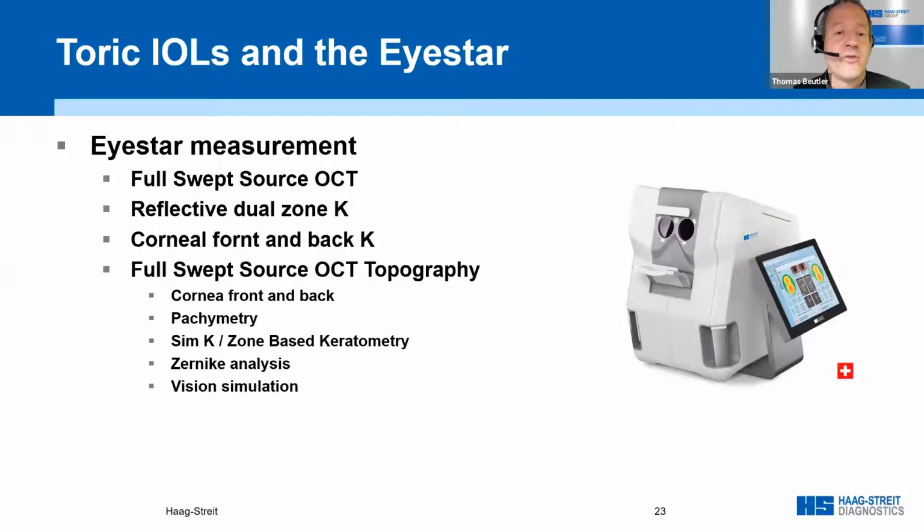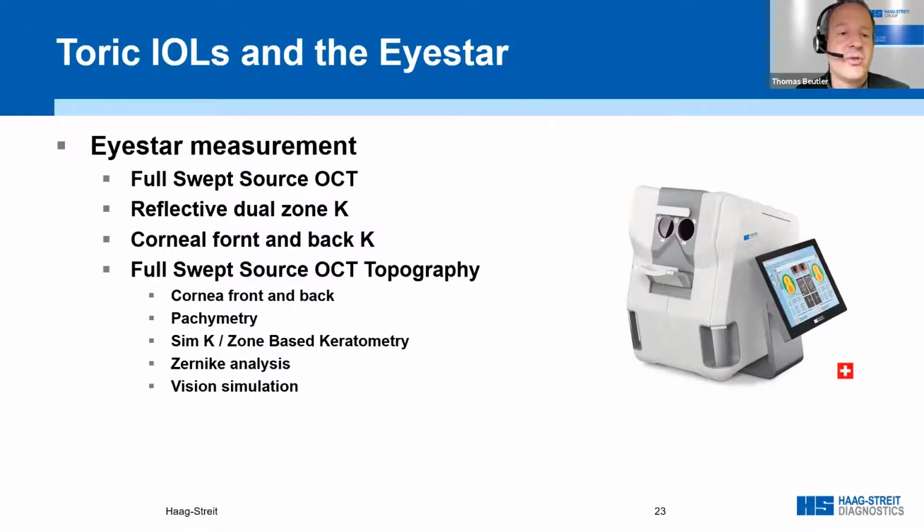It also provides reflective dual zone keratometry. And Michael already pointed out nicely that this is a unique feature of both units, the Eyestar as well as the Lensstar. And having these 32 marker points for measuring the corneal front power keratometry really provides very stable and very accurate measurement of the axis, the astigmatism, and the orientation for toric IOL.